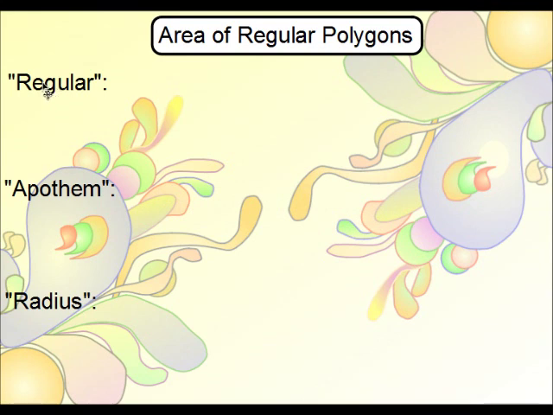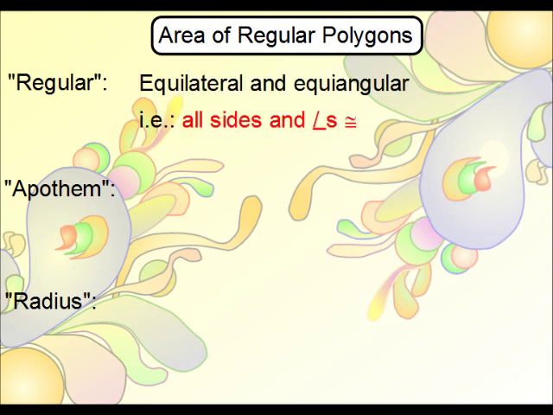The term regular refers to not ordinary, but actually something very special. What it means is that a polygon is both equilateral and equiangular, meaning that all the sides and all the angles are congruent.